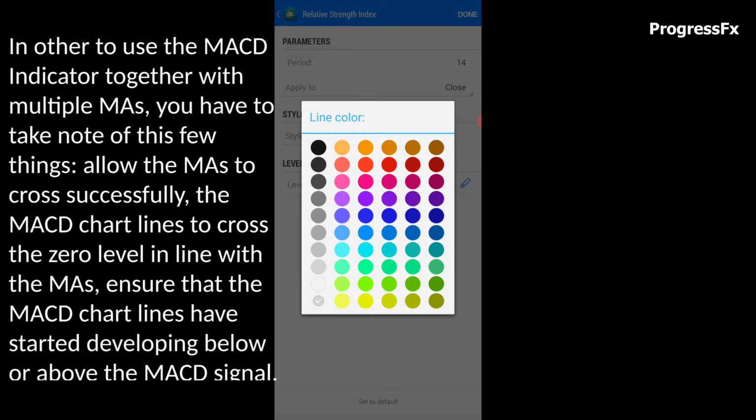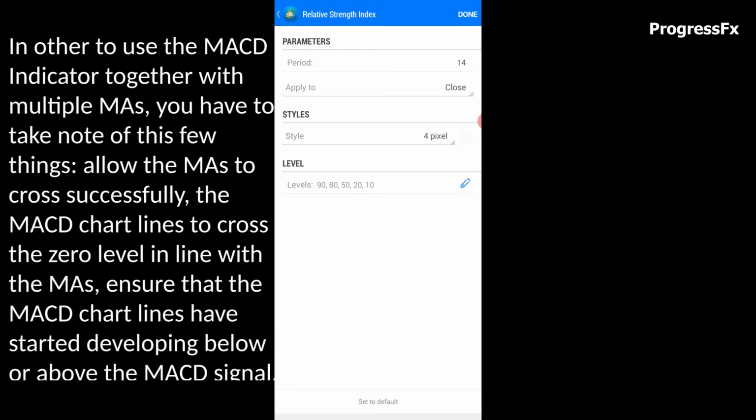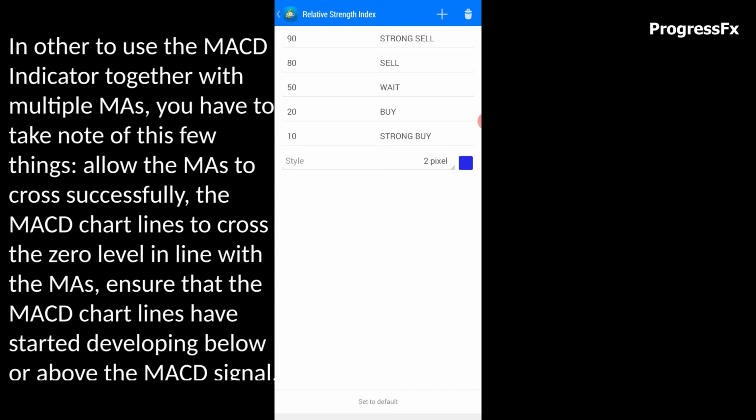Our interest is not to use the relative strength index indicator. What the interest is, is the MACD, both the chart line and the signal line, to see how they work together with the moving averages and how best you can use it. So you come down to level. Here, you will not find these numbers like this. You are the one to add it.